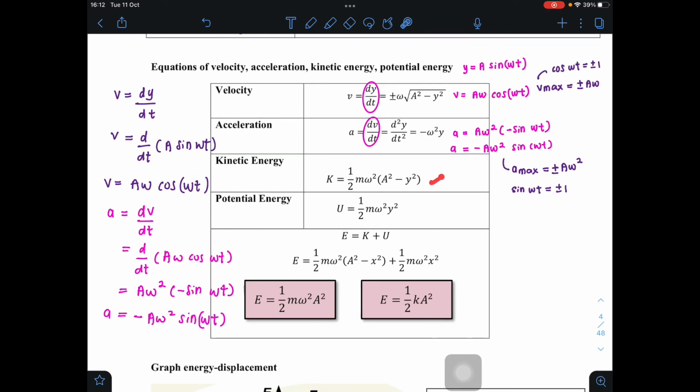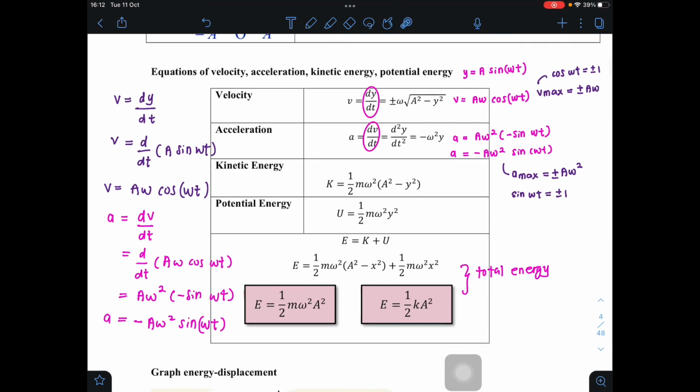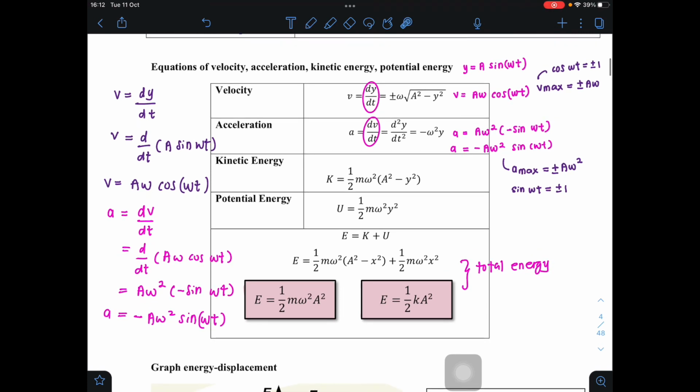And then these are the equation untuk kinetic energy and potential energy. And this one is the total energy. Okay, total energy. So nanti kita akan tengok dekat dalam soalan examples how to use all of these formulas that we have in this subtopic.